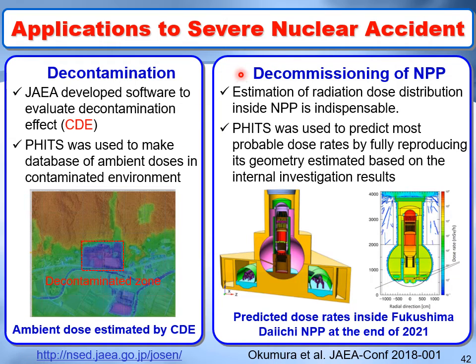Decommissioning of nuclear power plants is also an important task, and estimation of radiation dose distribution inside them is indispensable. PHITS was used to predict most probable dose rates by fully reproducing the geometry estimated based on the internal investigation results.